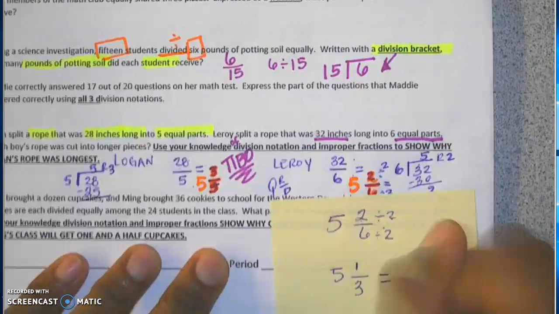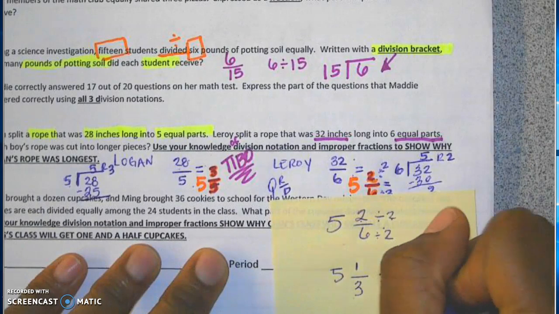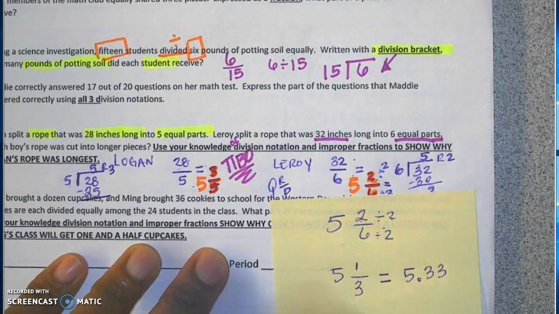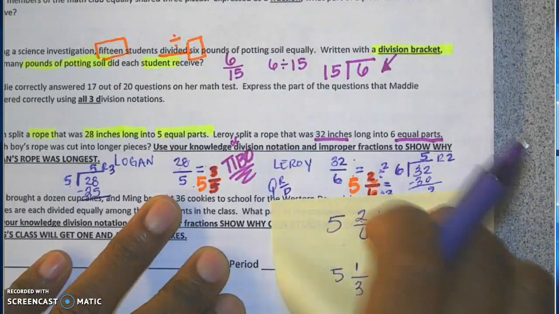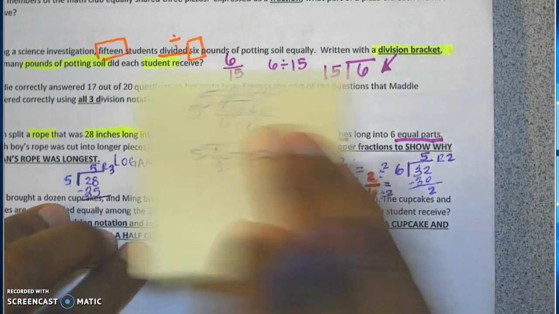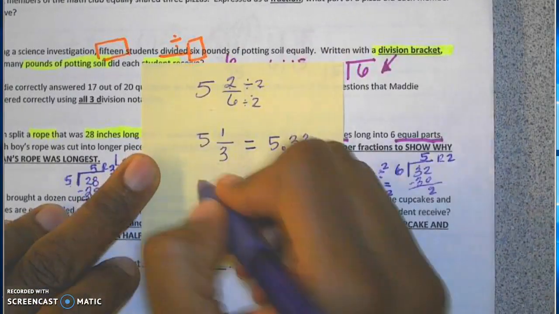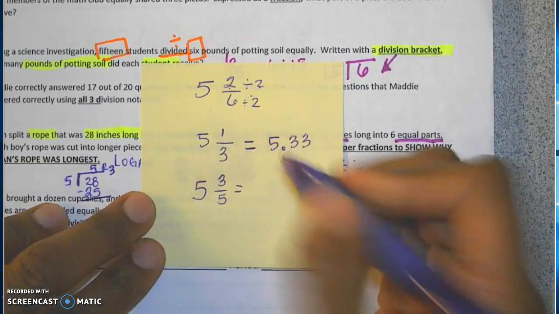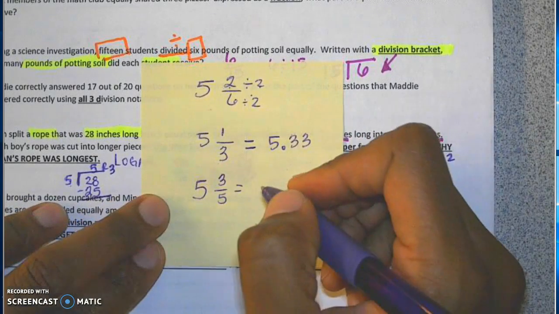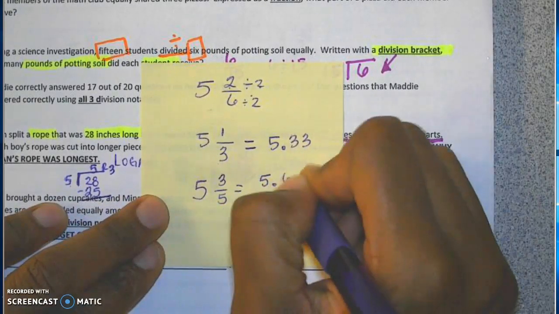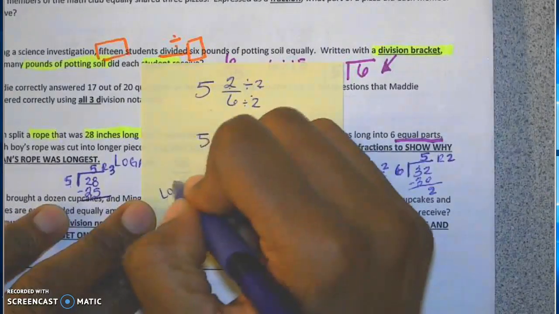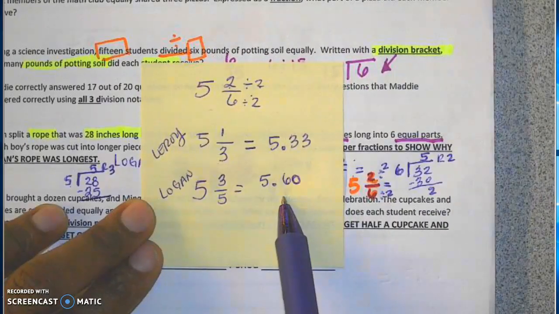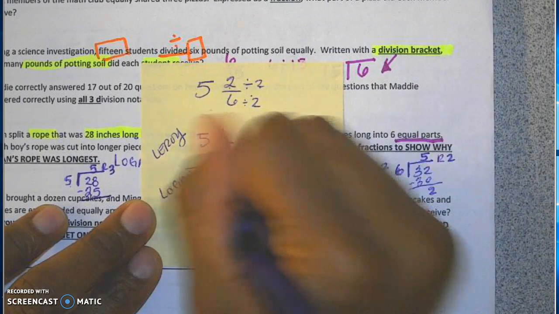If you know how to convert a fraction to a decimal, 5 and 1/3 is 5.33. The 3 is repeating. And if we go back to Logan, we want to compare. I'm just going to slap this in the middle for a second. It's 5 and 3/5. And 5 and 3/5, 3/5 is 60 hundredths, so 5.60. This is Logan. This is Leroy. Which one of these numbers is greater? Logan.